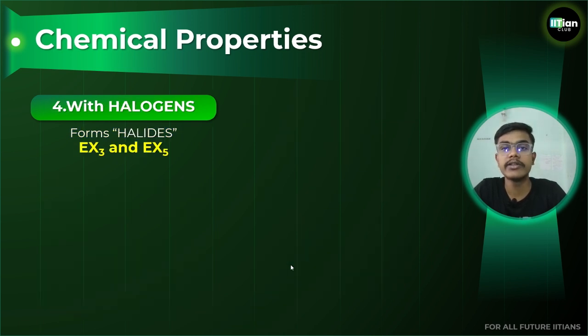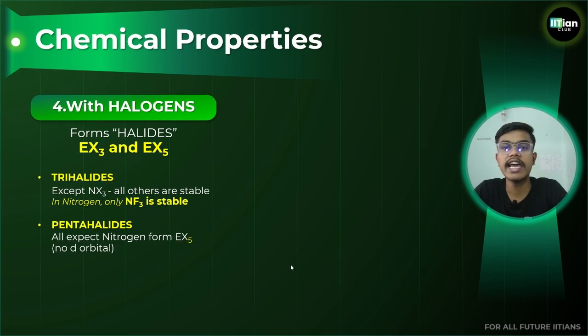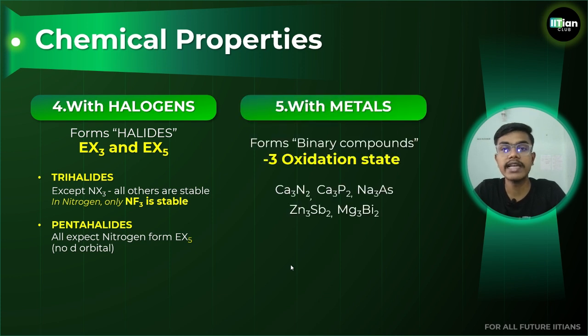Reaction with halogen produces halides of the form EX3 and EX5. Every trihalide except nitrogen trihalides is stable, and in case of nitrogen, only NF3 is stable. Speaking about pentahalides, all elements except nitrogen form EX5 because nitrogen has no d orbital to expand its covalency beyond 4. Next, with metals, these form binary compounds of -3 oxidation state like calcium nitride, calcium phosphide, etc.